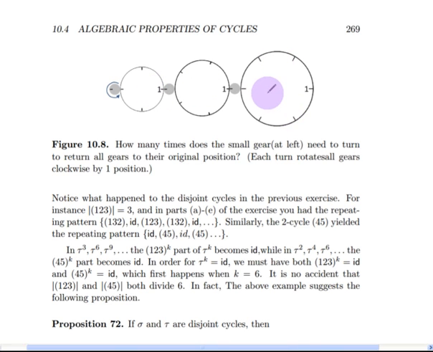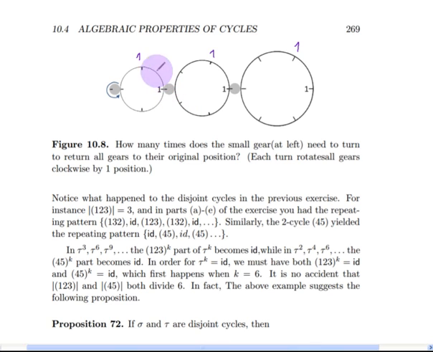Now if I do that permutation one time, what's it going to do to this cycle? Well, it's going to take this 1 and gear it up over here. It's going to take this 1 and gear it up over here. It's going to take this 1 and gear it up over here. Notice that these gears are all connected, so each gear is going to move one position. So that's taking the permutation once.